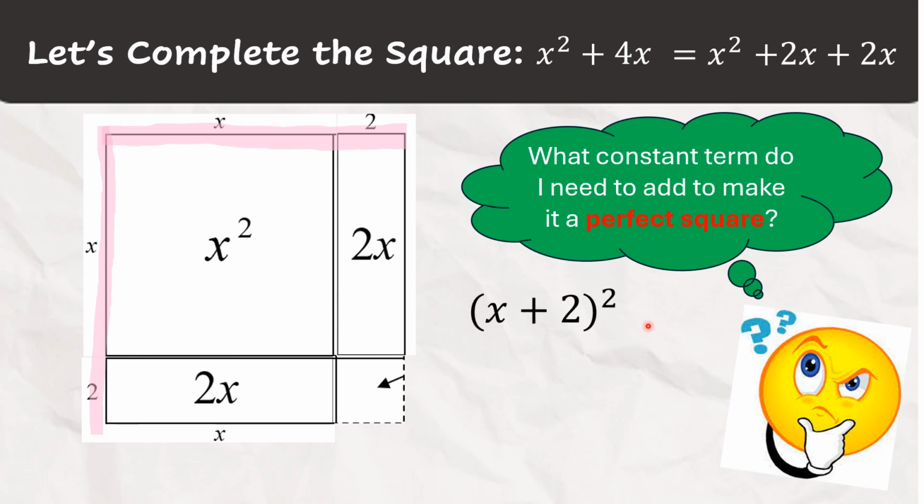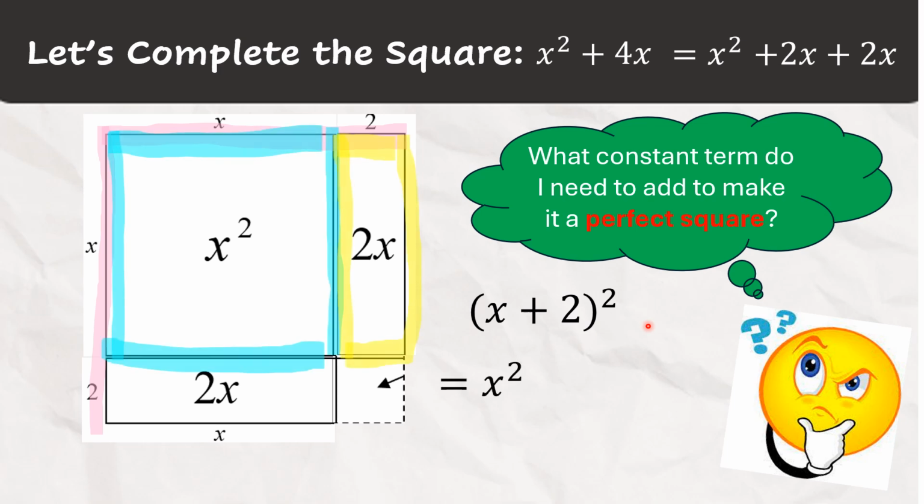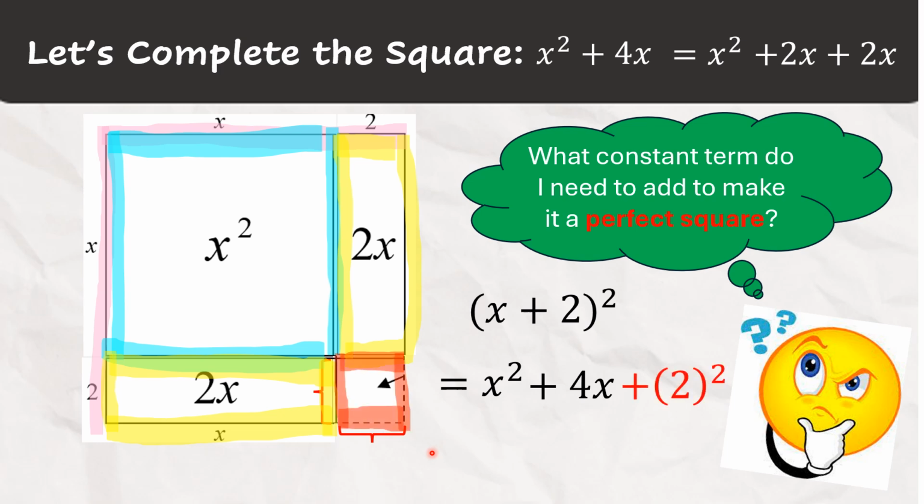So let's take a look. This itself is x squared plus the area of this rectangle, where the length is x and the breadth is 2. Using the area of the rectangle, this will give me 2x plus 2x, which gives me 4x. Now, how about this missing piece? What is the dimension of this missing piece? If you take a look, one side is 2, and the other side is also 2. So 2 times 2 gives me 2 squared.